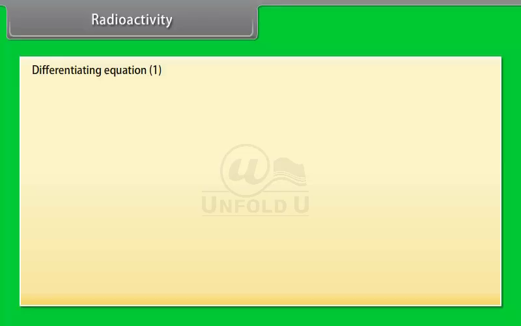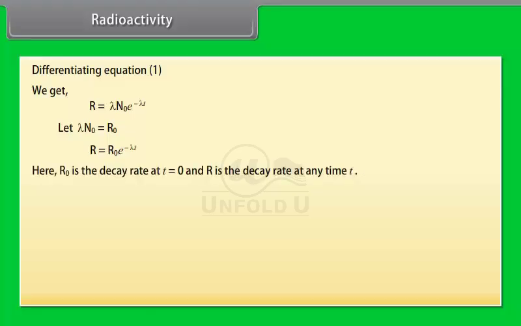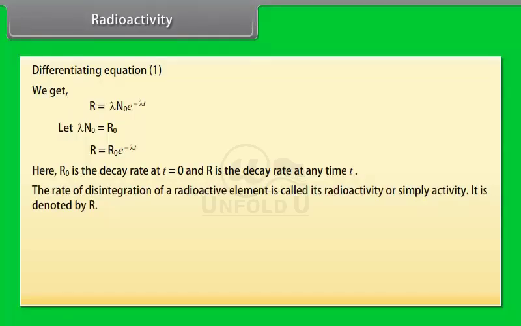Differentiating equation 1, we get R = λN0 e^(-λt). Let λN0 equal R0. R = R0 e^(-λt). Here, R0 is the decay rate at t = 0 and R is the decay rate at any time t. The rate of disintegration of a radioactive element is called its radioactivity or simply activity. It is denoted by R.